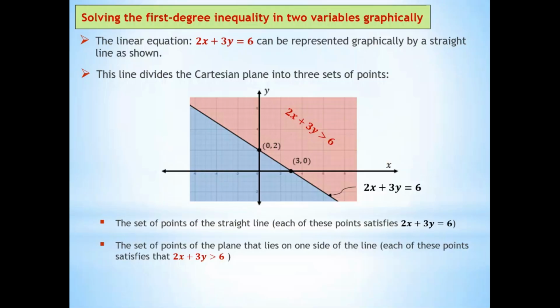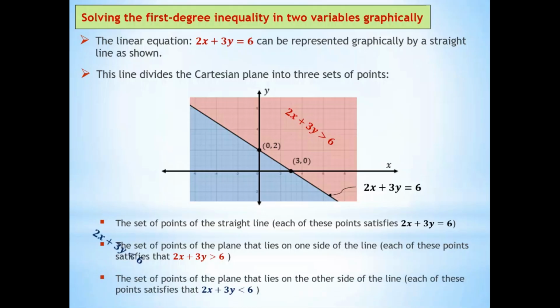The third set of points is the blue region. Any point here in the blue region satisfies that 2x plus 3y is less than 6. So take also this one, (0, 0). 0 plus 0 less than 6. Yes, correct. But what about this one? x equals negative 4 and y equals 0. Negative 8 less than 6. Yes, correct. So any point in the blue region also satisfies the inequality 2x plus 3y less than 6.